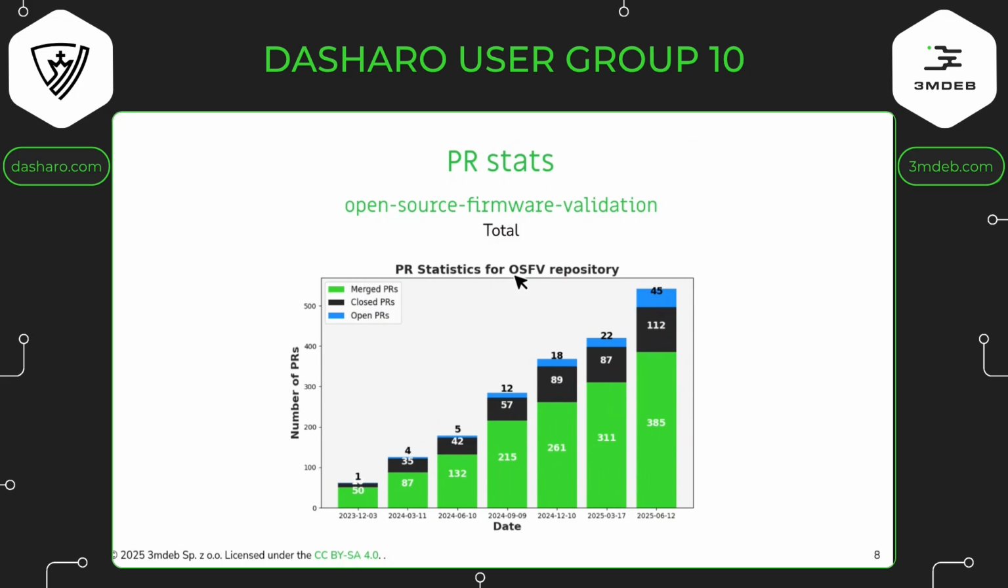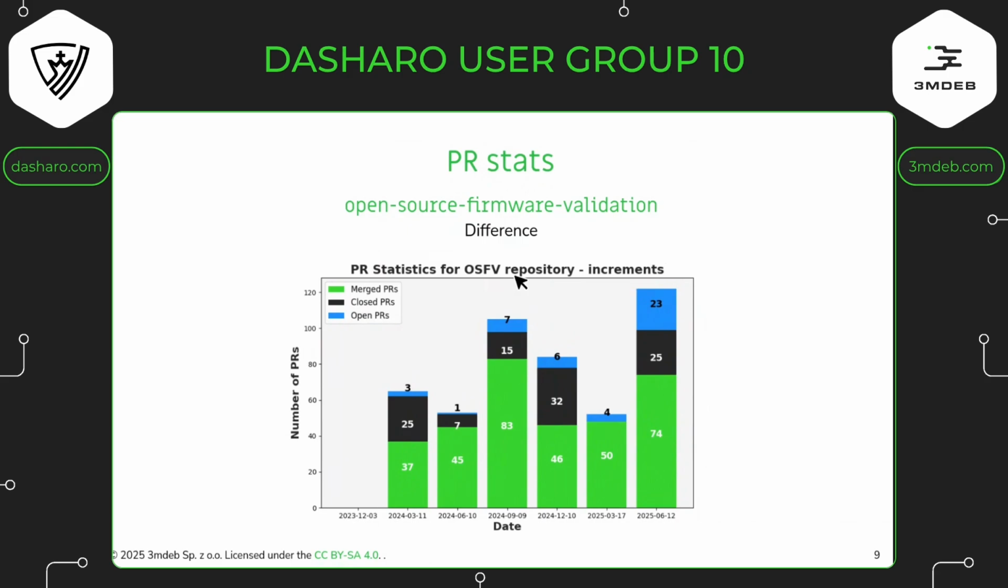Since the last presentation, we had about 120 merged pull requests, so the repository is growing. Looking at graphs showing the increments between quarters, we can see that the previous quarter had 50 merged PRs, and this quarter had 74. So the pace of development is pretty steady.